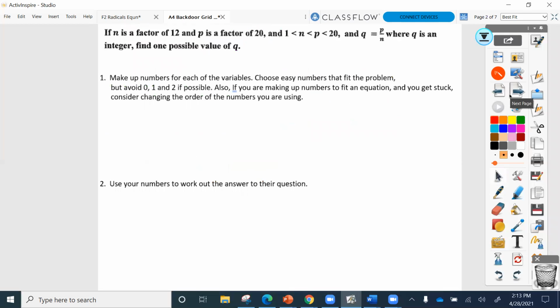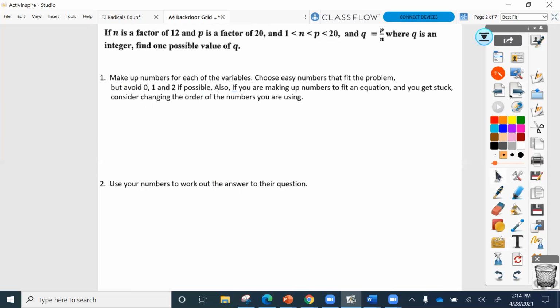All right, let's try another one. Okay, so if n is a factor, notice we've got variables in the question, right? So if n is a factor of 12 and p is a factor of 20, and 1 is less than n, and n is less than p, and p is less than 20, and q is a fraction where p is going to be divided by n, and then q is an integer. So the question is, they want you to find q when all that other stuff is going on.